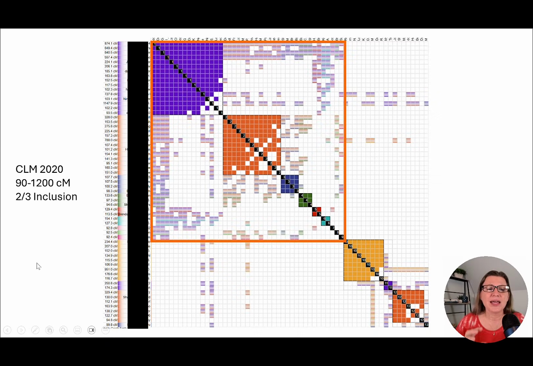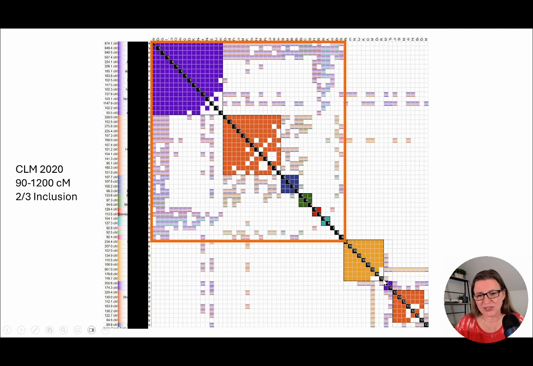Okay, this is my matches the same time, 2020, whatever month this was. But this time I ran it from 90 to 1200. This is more like Ancestry doing 65 to 1300. It's got a lot of the bigger matches, the closer matches to me, like my first cousins, including here we've got somebody who's 874 centimorgans. And so you can see we've got this super cluster here.